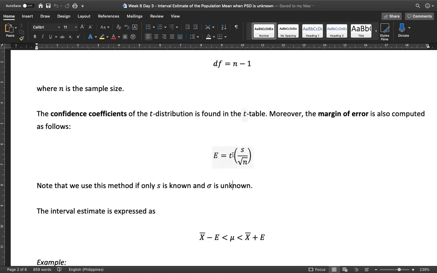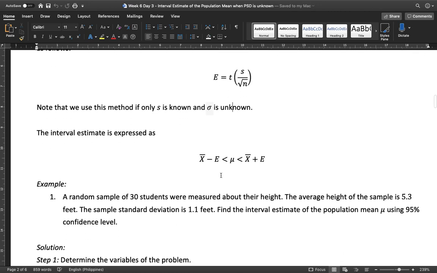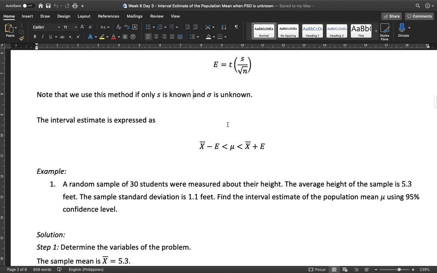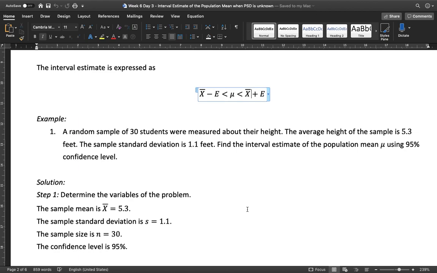Z lang ito, ito population. Dito sample siya. And again, ginagamit 'tong method na 'to if only the sample standard deviation is known and the population standard deviation is unknown. And the interval estimate is still the same. So, the population mean is estimated to be in between the sample mean minus the margin of error and sample mean plus the margin of error. Let's have an example for that.